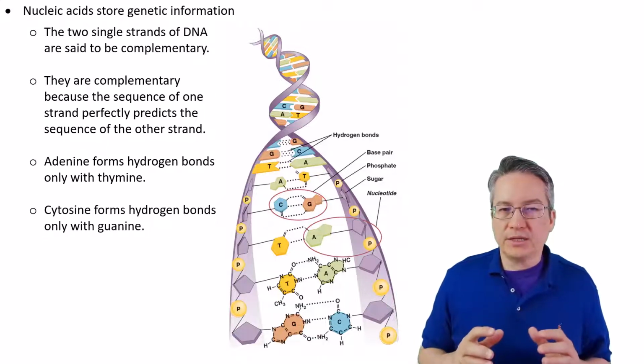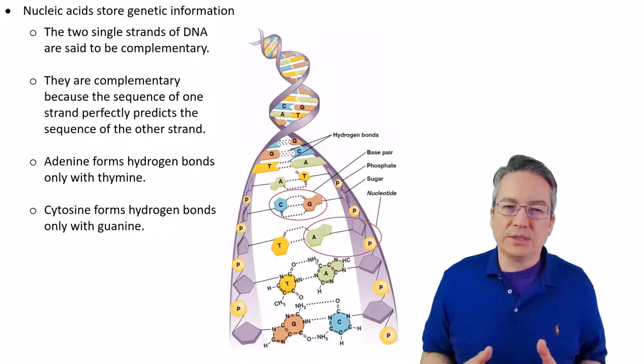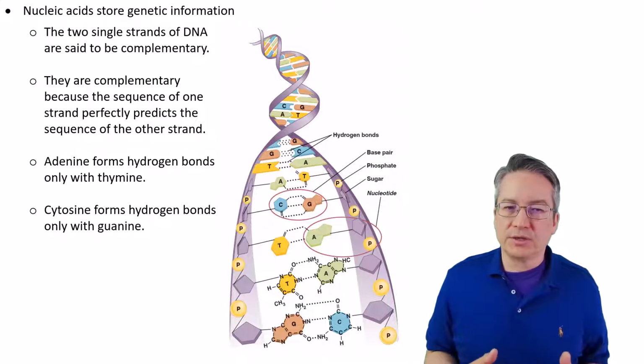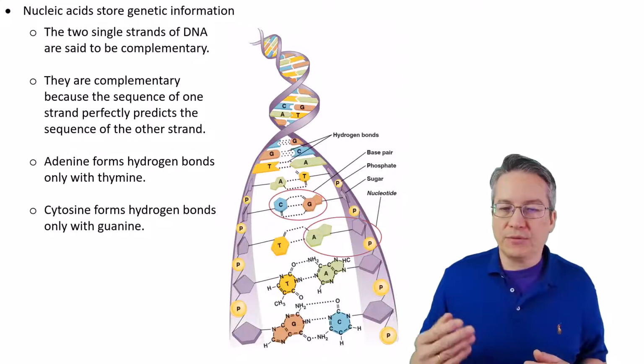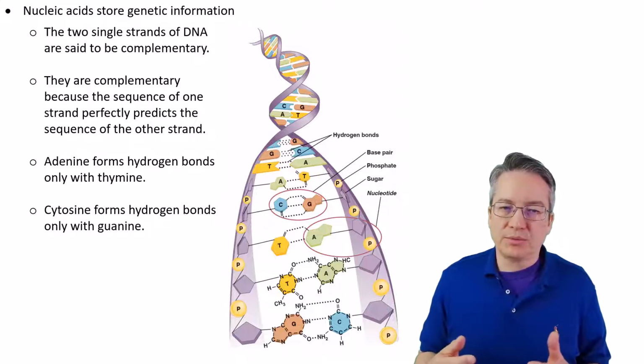Okay, so nucleic acids store genetic information. The 2 single strands of DNA are said to be complementary. They're complementary because the sequence of one strand perfectly predicts the sequence of the other strand. So let's take an example and look at some of this diagram we have here. If you see adenine on one single strand of DNA, then the complementary single strand of DNA must have a thymine in the same place, so that the adenine and thymine always hydrogen bond with each other. Similarly, if you have guanine on one single strand of DNA, then you must have cytosine on the other one. And you can see that they also hydrogen bond just with each other.